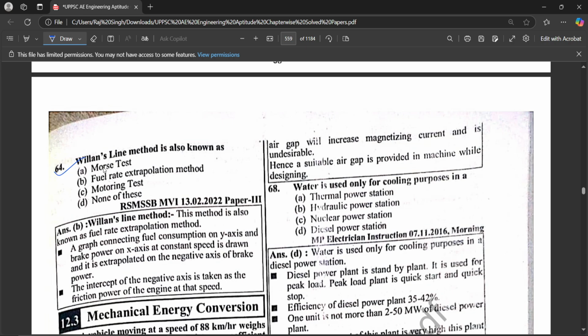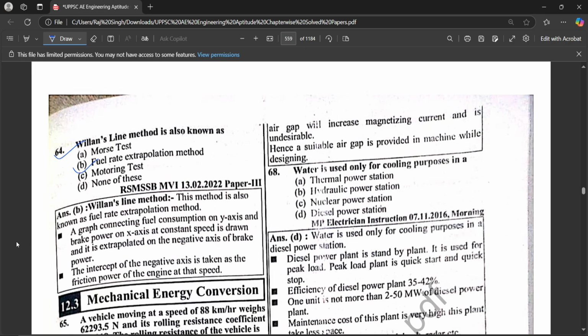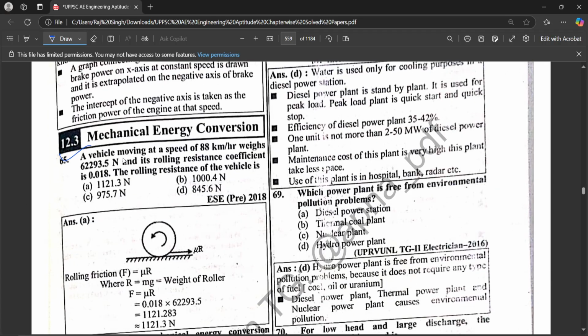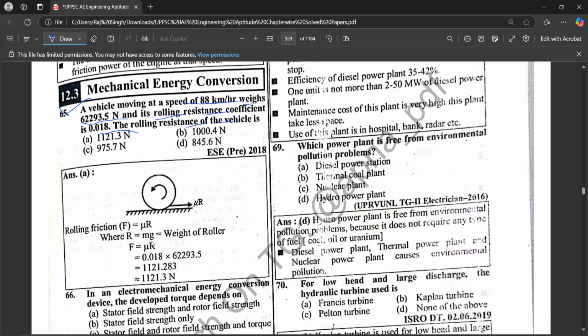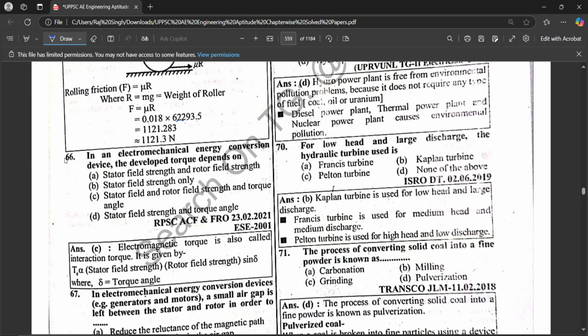Williams line method is also used as a fuel rate extrapolation method. Mechanical energy conservation. A vehicle moving at a speed of 80 km per hour has weight 62,293.5 Newton and its rolling resistance coefficient is 0.018. Find the rolling resistance of the vehicle. We know rolling friction F equals mu R, where R is the reaction equal to mg, the weight. F equals mu R, 0.018 into 62,293.5, approximately 1,121.3 Newton.